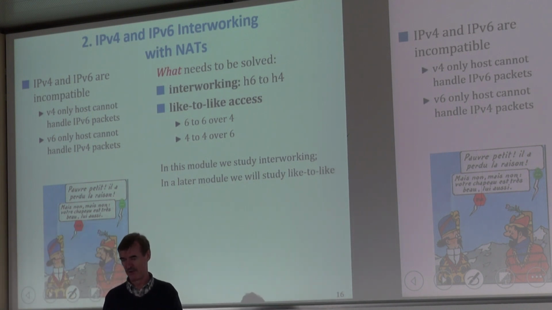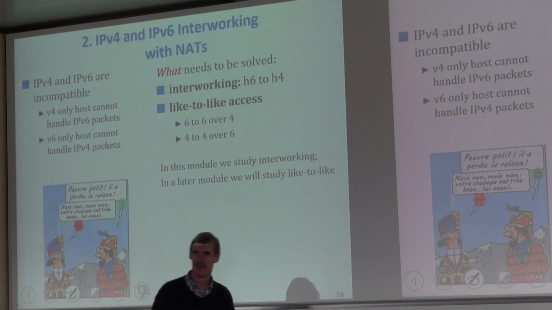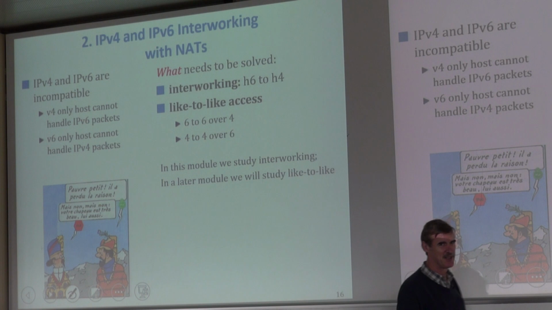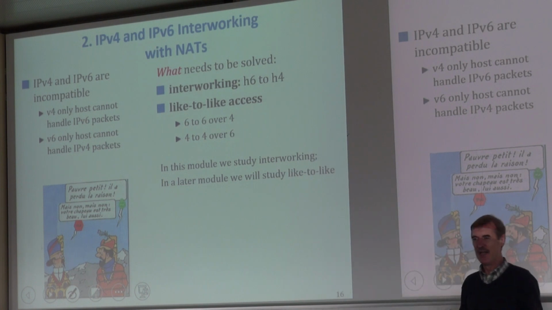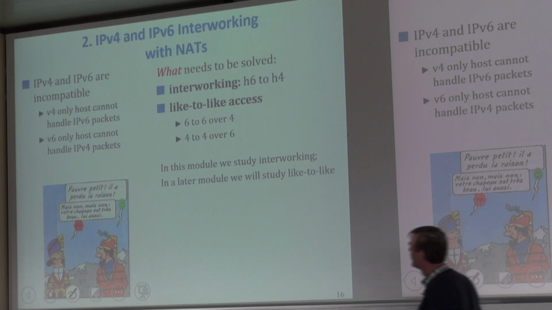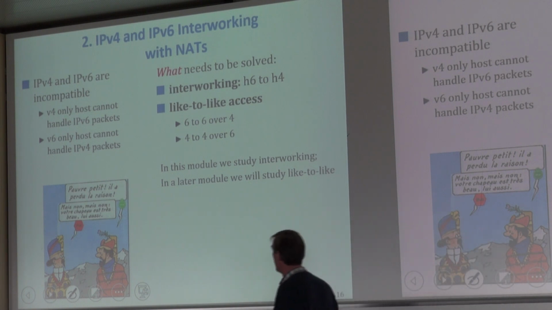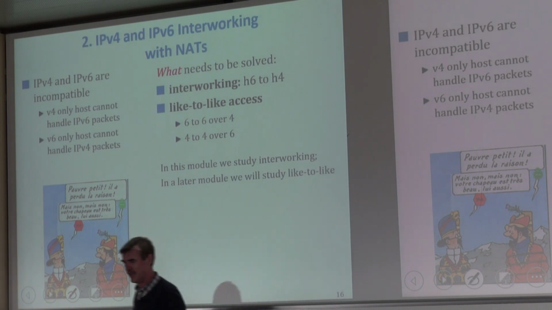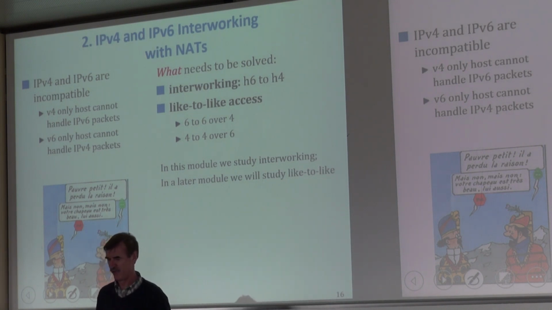Now, this will be very beautiful when we have IPv6, but now we have both. So we continue our discussion of how do we live in a world where part of the systems are IPv4 and part of the systems are not. So we have already started discussing this, and we have already discussed the difference between interworking and like-to-like access.